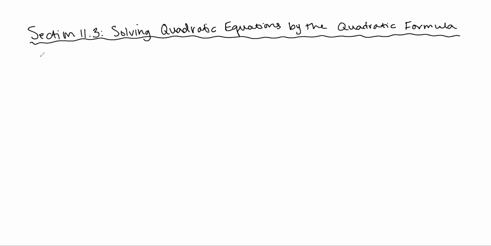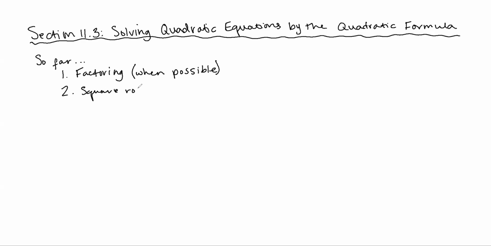So let's list out what we have so far. Like I just said, the first go-to method for solving quadratic equations should be factoring when possible. Usually that's the fastest way of solving a quadratic equation. The second method we've talked about is the square root property. Remember, this was when you had something of the form x squared equals a, and you would square root both sides.